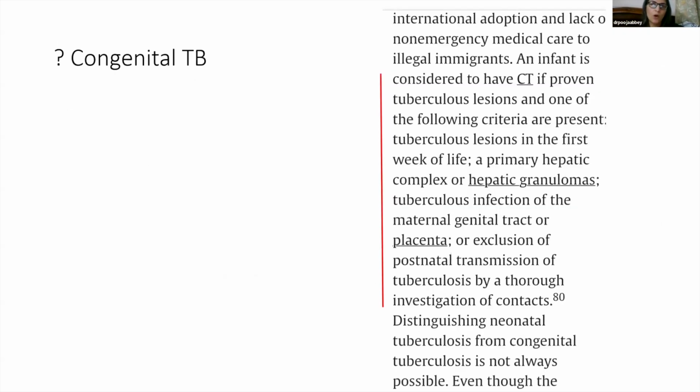Since this was such a small child, the possibility of congenital tuberculosis was also thought of. For the diagnosis of congenital tuberculosis, there are certain criteria, which are mentioned here: tubercular lesions in the first week of life, primary hepatic complex, or proven tubercular infection of the maternal genital tract or the placenta. All these findings were not there in our case. So this was not congenital tuberculosis, but acquired after birth, presenting as a mass-like consolidation.